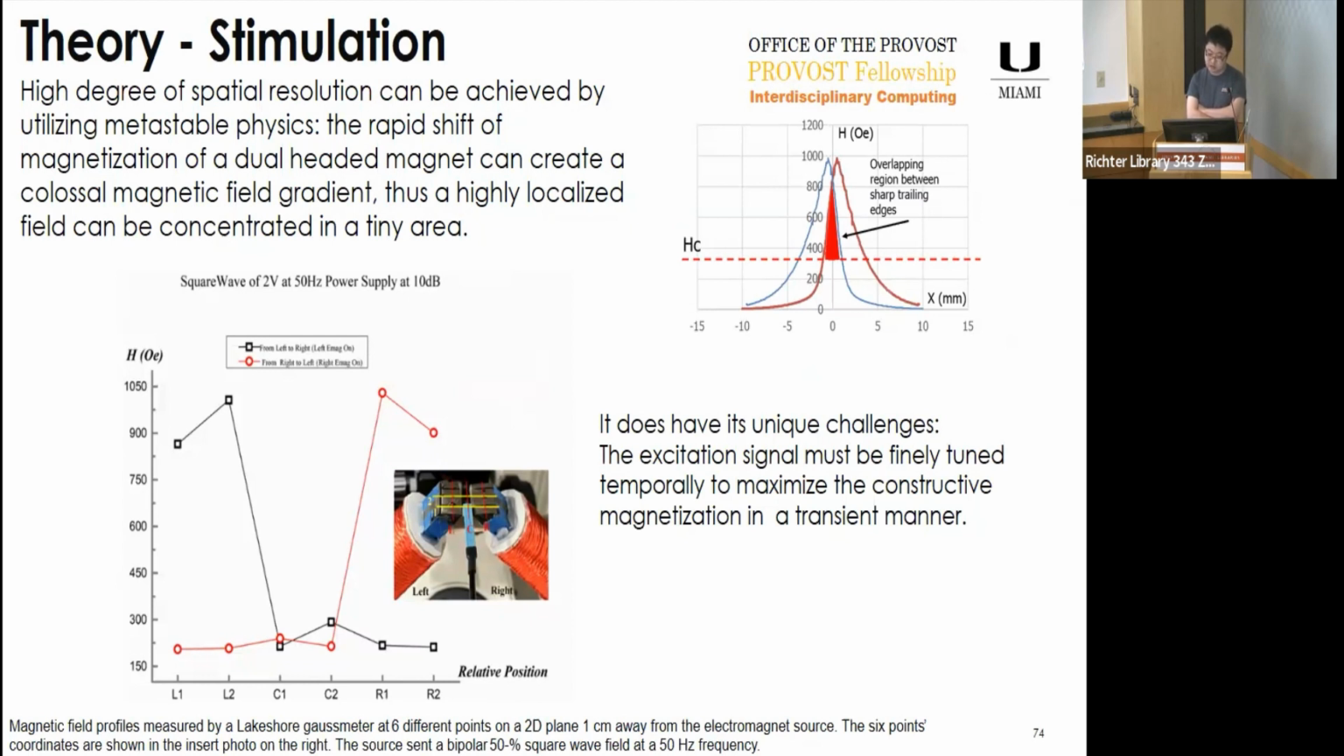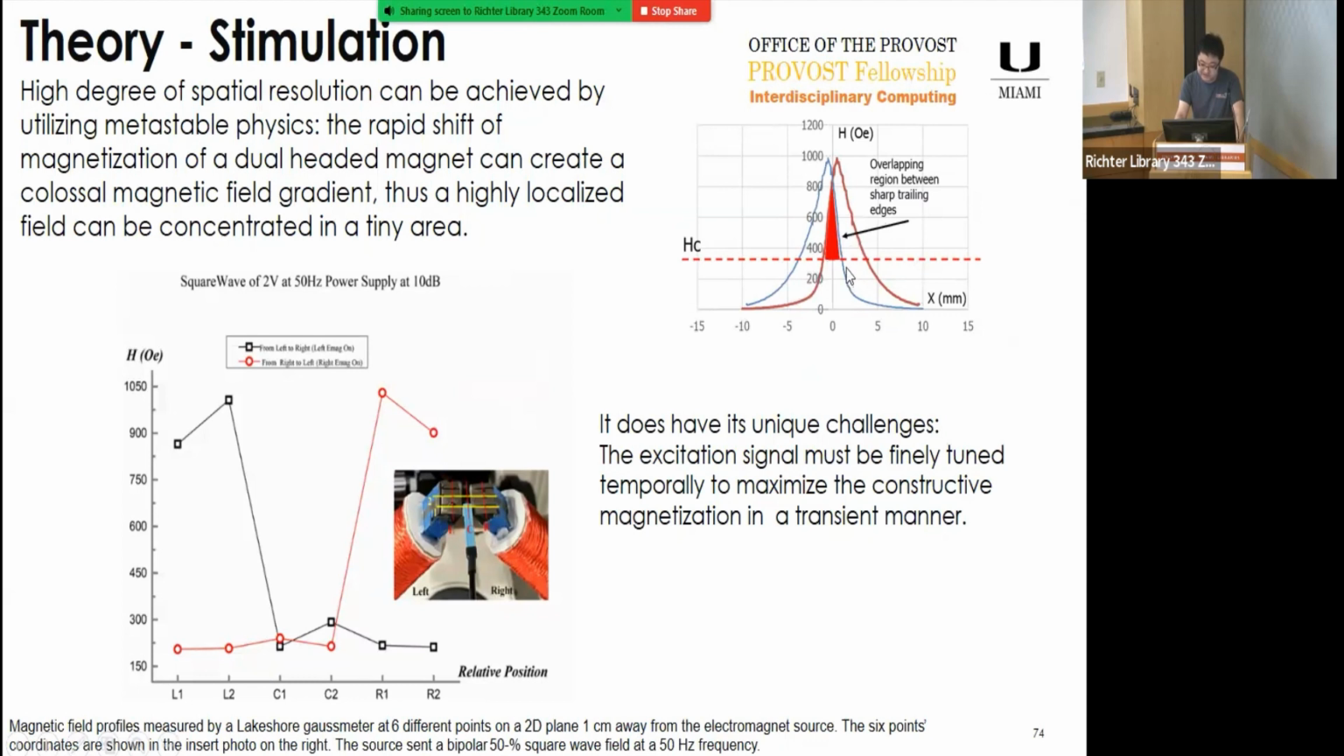So with the dual-headed magnet in the upper right diagram, you can see the distance from negative 15 to 15 millimeter, measured by the Hall effect probe shown in the inset here. And we tune the signal so the two coils are stimulated at different time instances. We try to narrow these two signals to make sure the two magnetizations overlap. So at the center, you can see the shaded red region, we can reach a higher degree of focality just because we apply the signal that is transiently overlapped.